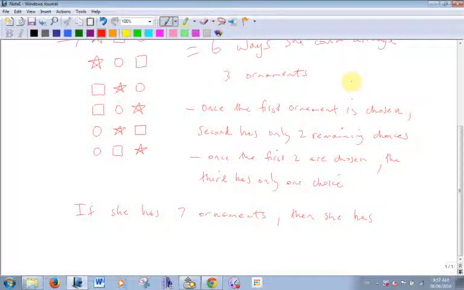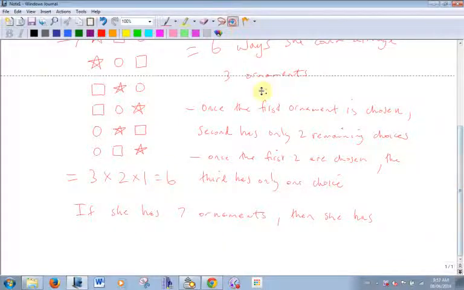Let's go here. Do you know how to do this one? Okay, I'm going to say this was 3. The first one had 3 choices, and then the second one had 2 choices, and then the third one only had 1 choice. That's what this says in words. What's 3 times 2 times 1?